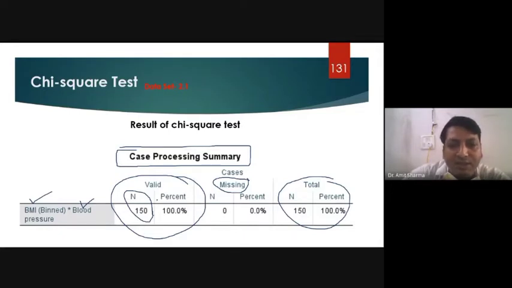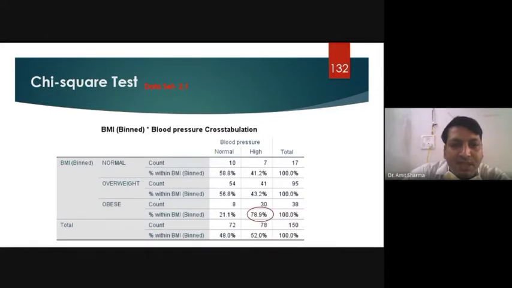Second is the cross tabulation table, which is very important, and from here only you are going to find the exact proportion. And the next table, the Chi-Square table, will suggest to you whether your results are significant or non-significant.